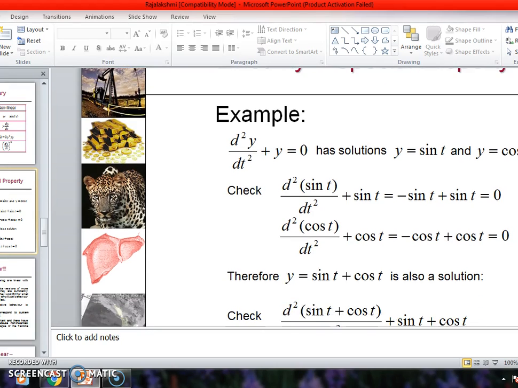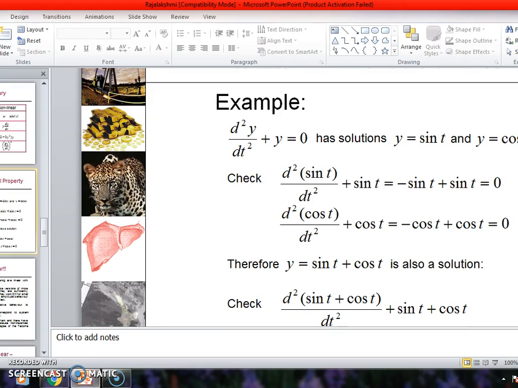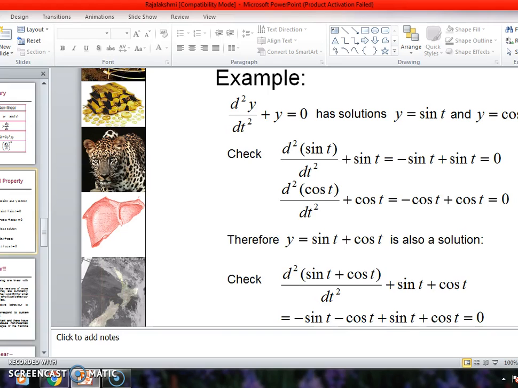d square y by dt square plus y is equal to 0. As solutions, y is equal to sin t and y is equal to cos t. We substitute y is equal to sin t in the equation, and the value is equal to 0. That is called a linear equation.